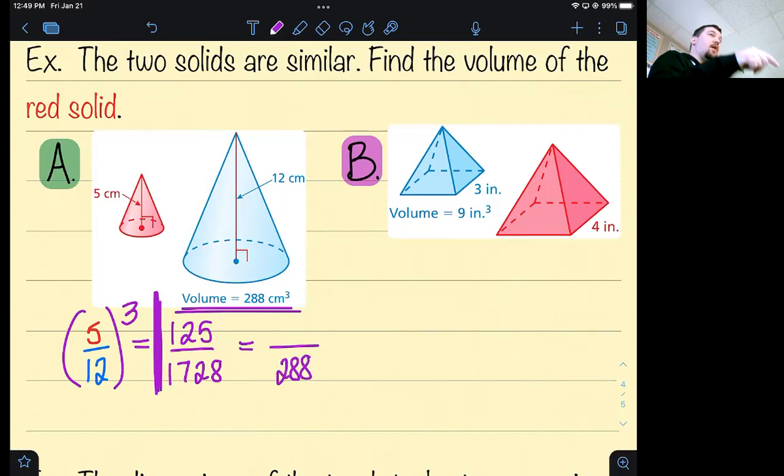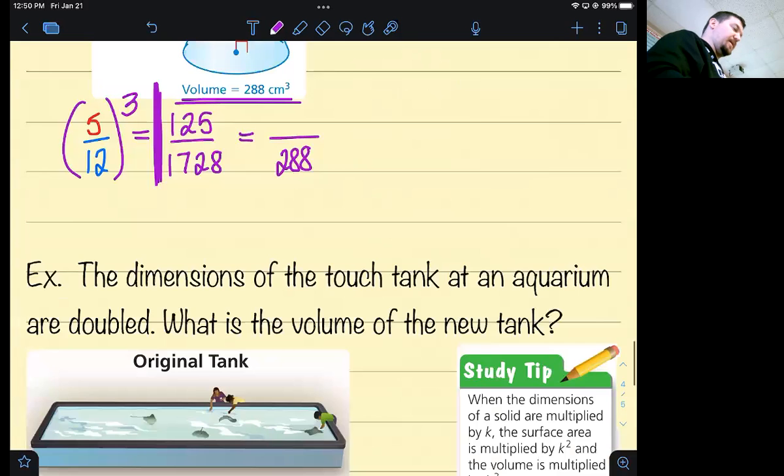I want to finish this problem. I'll pause, restroom break, we'll come back and we'll finish the last two examples that we have here, okay?